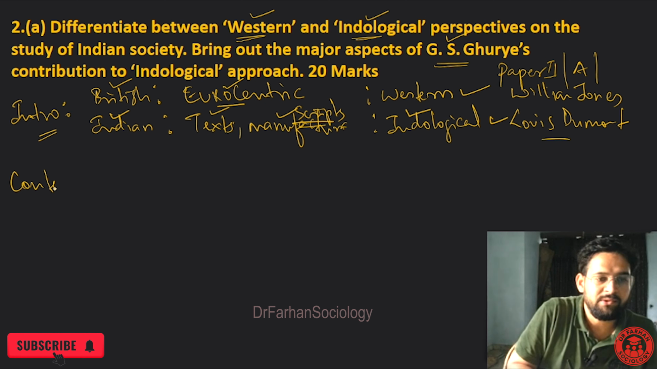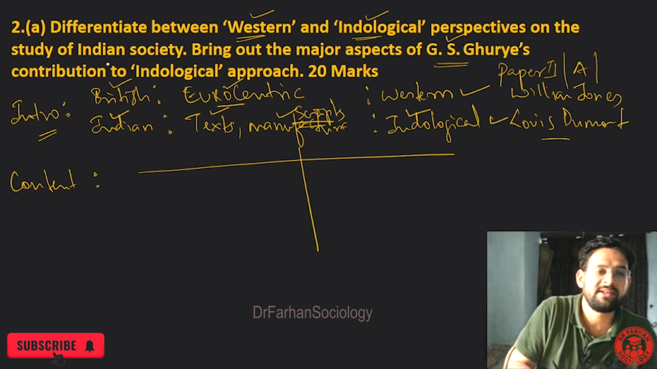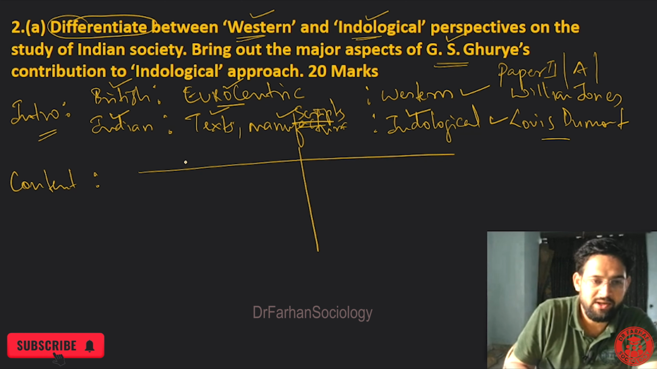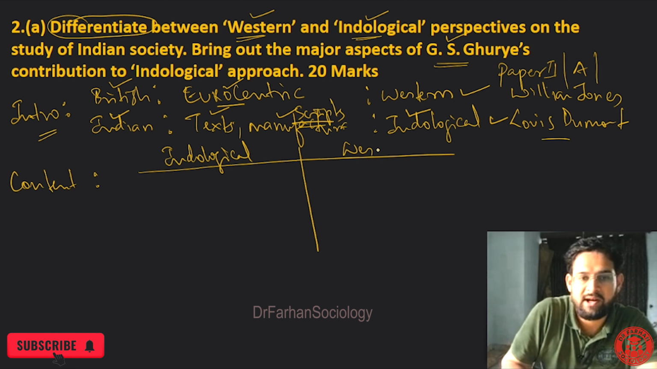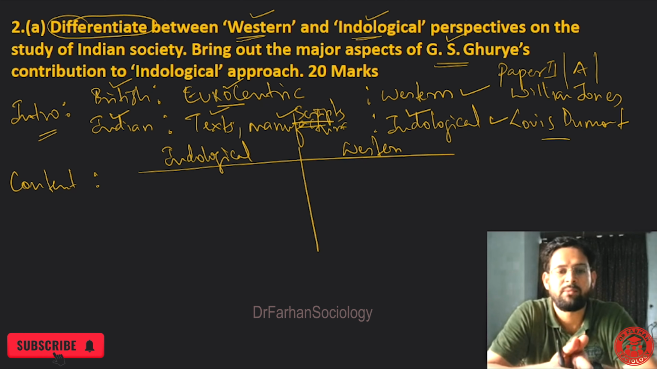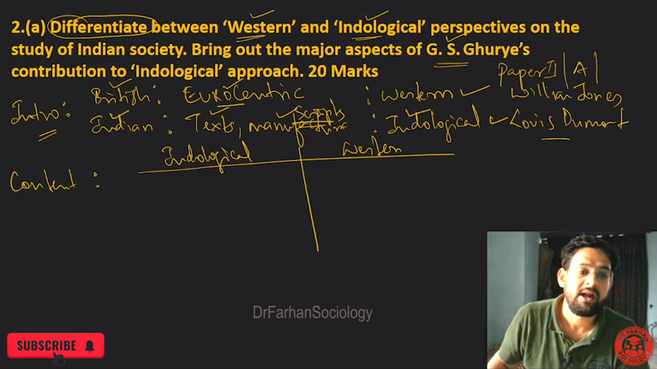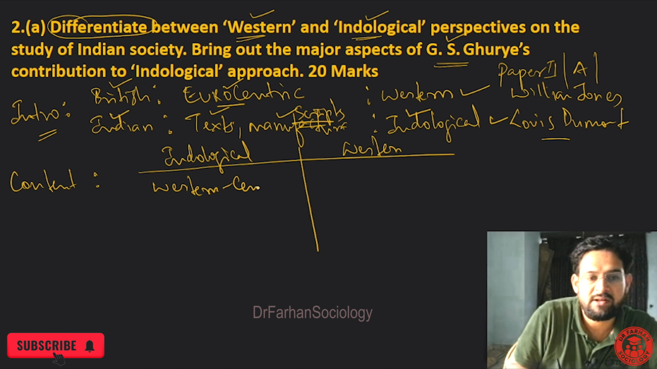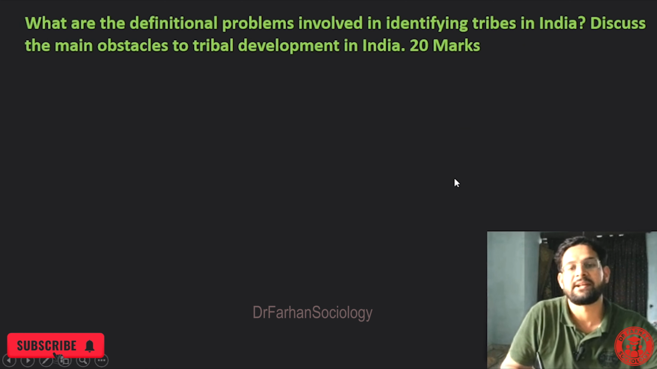Then, when I come to the main content part, what am I supposed to do? I need to bring some kind of tabular differentiation, because the key word we have here is differences. So in one column, I will provide the meaning of the Indological view. On the other hand, the meaning of the Western view. Taking a look, if we compare both of these, the Western perspective is largely trying to bring a Eurocentric approach, and the Indological view is trying to bring an Indian-centric approach. So one primary difference is that this is largely Western-centric, while this is largely considered Indian-centric.